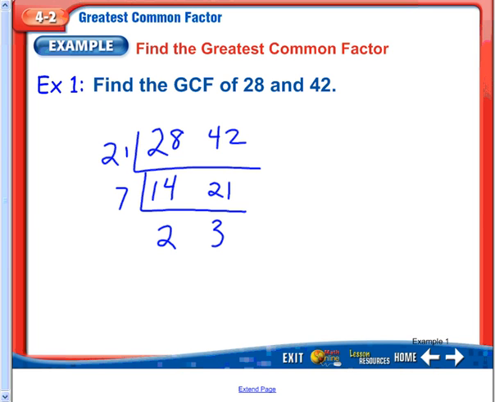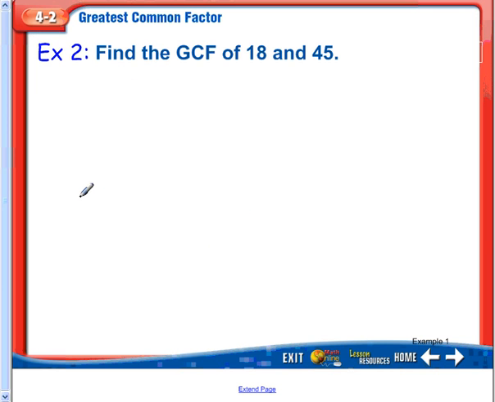To find the greatest common factor, I will look at the numbers on the left-hand side of my L bracket. I need to multiply those two factors, and 2 times 7 is 14. So, the greatest common factor of 28 and 42 is 14.